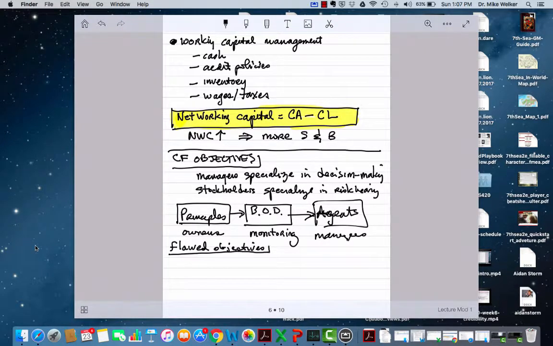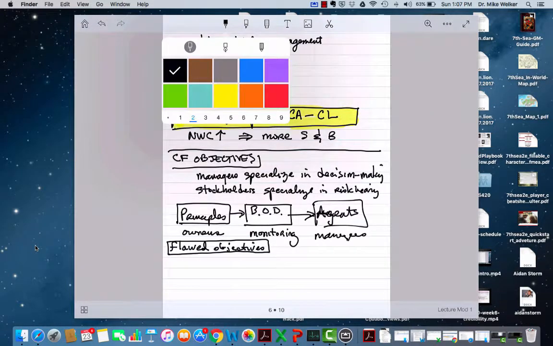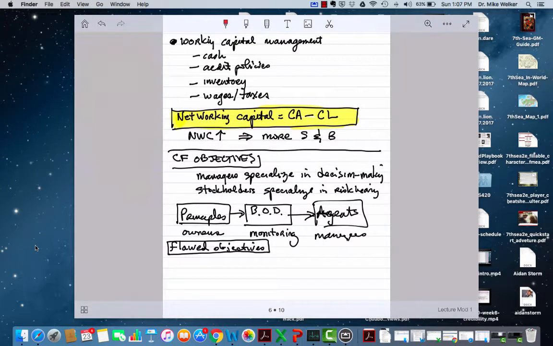Businesses have pursued a wide range of objectives. The flawed objectives, I'm going to put these in red because this is a red flag. You could, for instance, try to maximize profits. That is not a good idea. It's not cash flow oriented. There's no time horizon, and there's no incorporation of risk in such an objective. Or we could try to maximize earnings per share. Also flawed for the same reasons as maximizing profits.